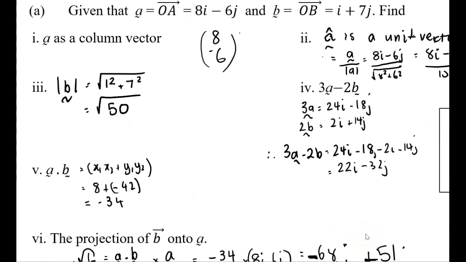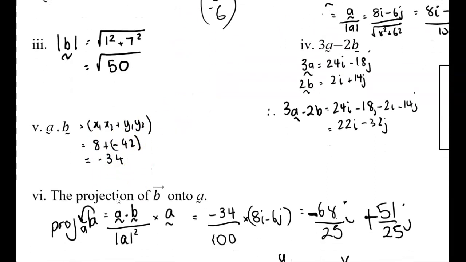Part 5 is just the dot product. Remembering that that's on our formula sheet. So the dot product of two vectors is the x components added together with the y components. And we end up with a value in that case, not a vector form. That would be 8 times 1, which is 8, plus minus 6 times 7, which is minus 42. So that dot product is minus 34.